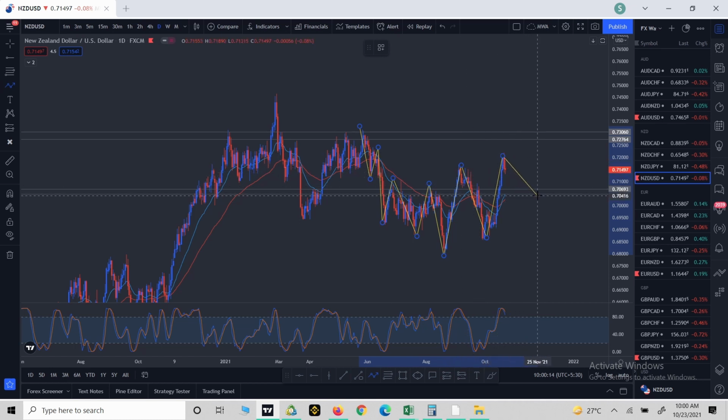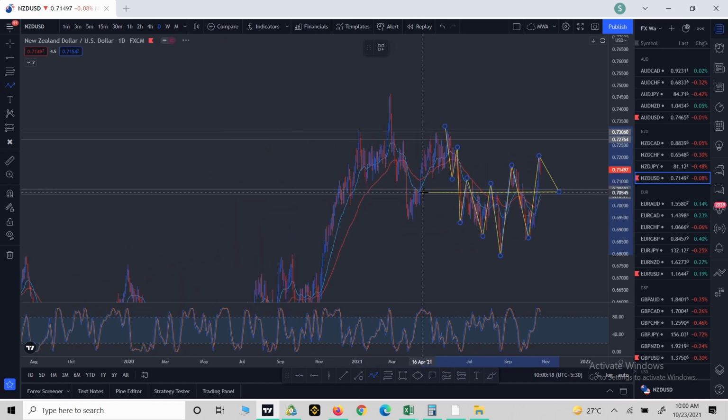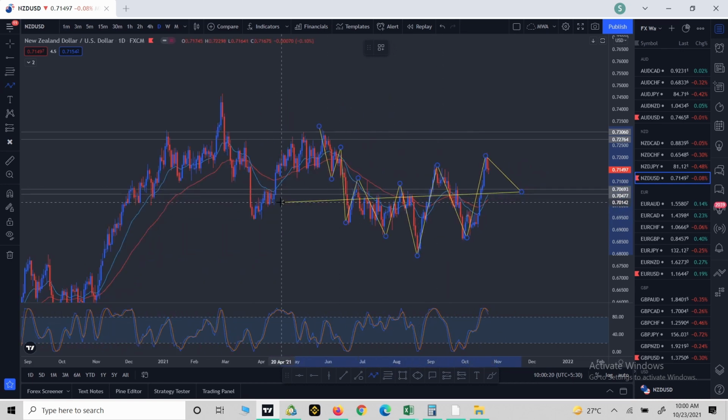Otherwise, if the price keeps pulling back lower, then we can wait for the price to pull back to this strong support zone. As you can see, this one has been retested multiple times, so this can act as a very strong support zone to look to go long. So this is going to be the possible scenario on the NZDUSD.